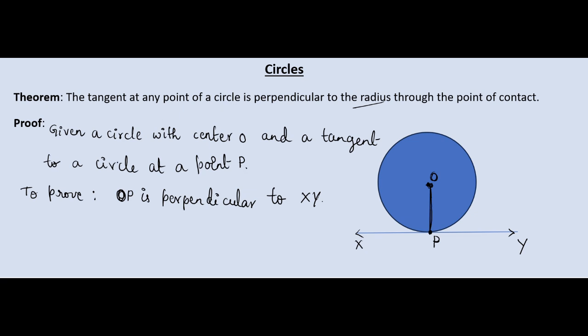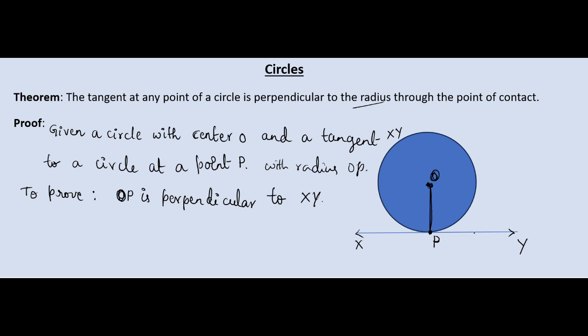So let us take a circle with center O. Let us name that center as O, and a tangent, let us name that tangent XY, to the circle at a point P, and let us draw a radius OP. Let us name that radius OP. To prove: this radius OP is perpendicular to XY.